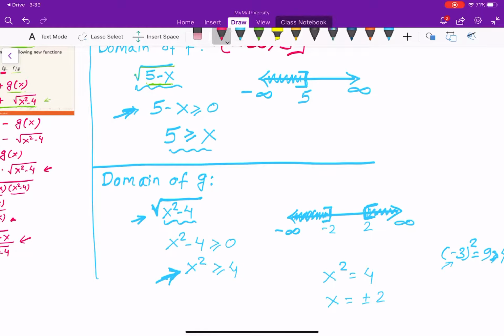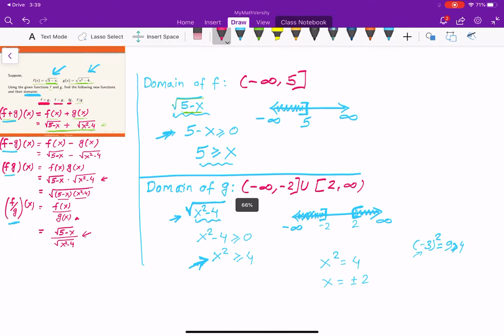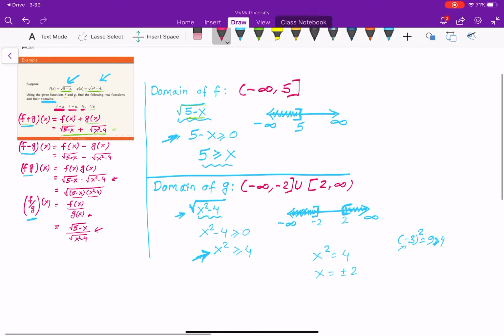So the domain of g will be all the real numbers from negative infinity to negative 2, including negative 2, and all the real numbers from 2 to infinity, and we can combine these two by the union sign. This is the domain of g. What we have so far figured out is the domain of f and the domain of g. But our goal on this problem is to find the domain of this new function. So let's try to find that. How do you find the domain of f plus g? How do you find the domain of that?